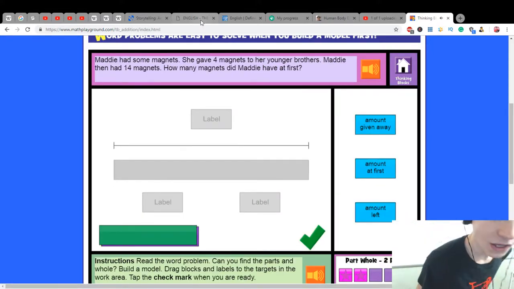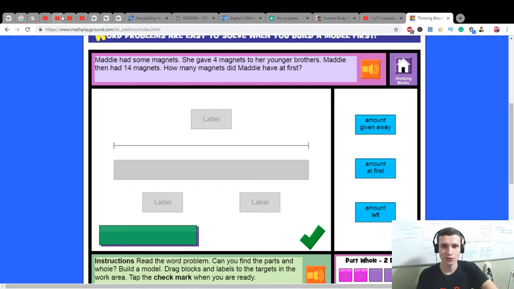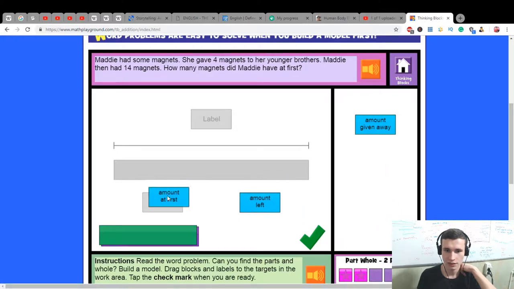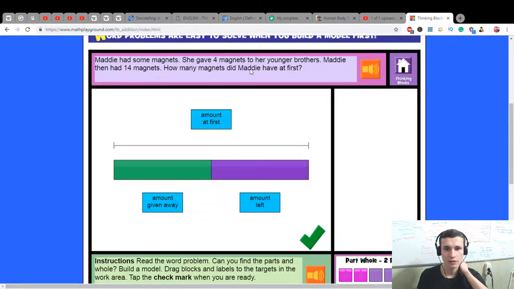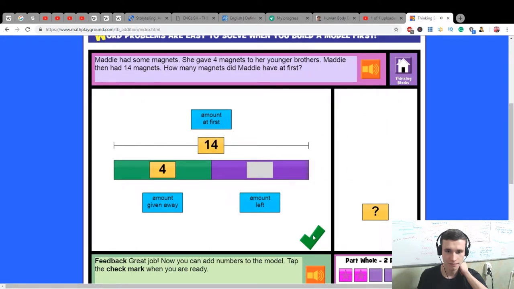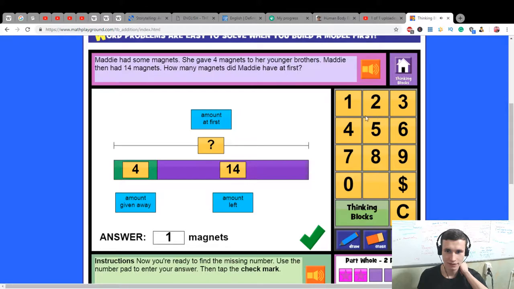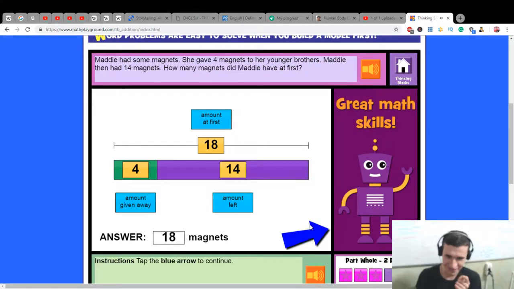Okay, thank you. Maddie had some magnets. She gave 4 magnets to her younger brothers. Maddie then had 14 magnets. How many magnets did Maddie have at first? Amount at first, amount left, amount given away. Amount at first here. She gave 4 magnets. Maddie then had 14. And here, 18. Great math skills, yes! Thank you so much.